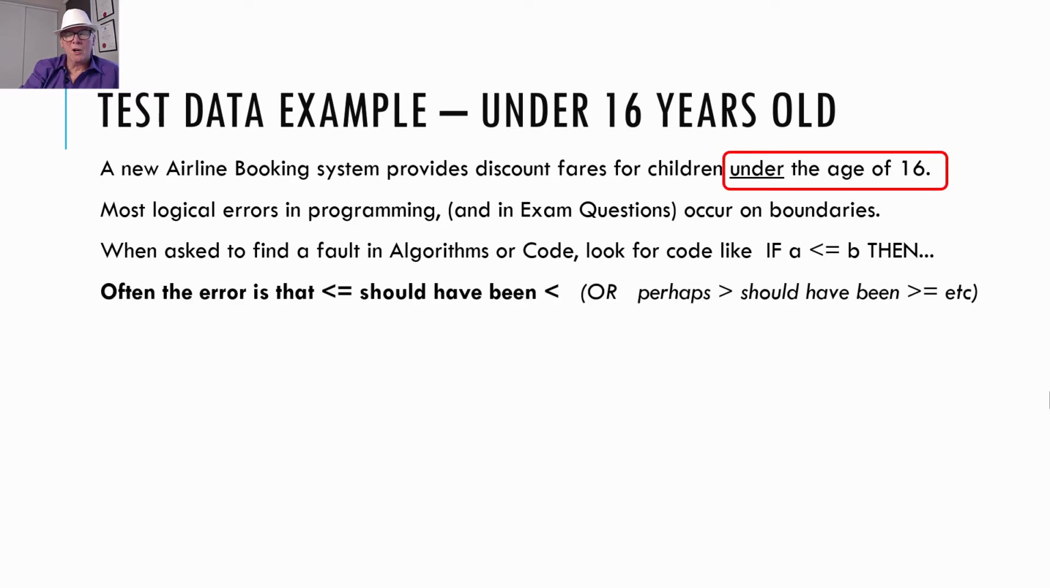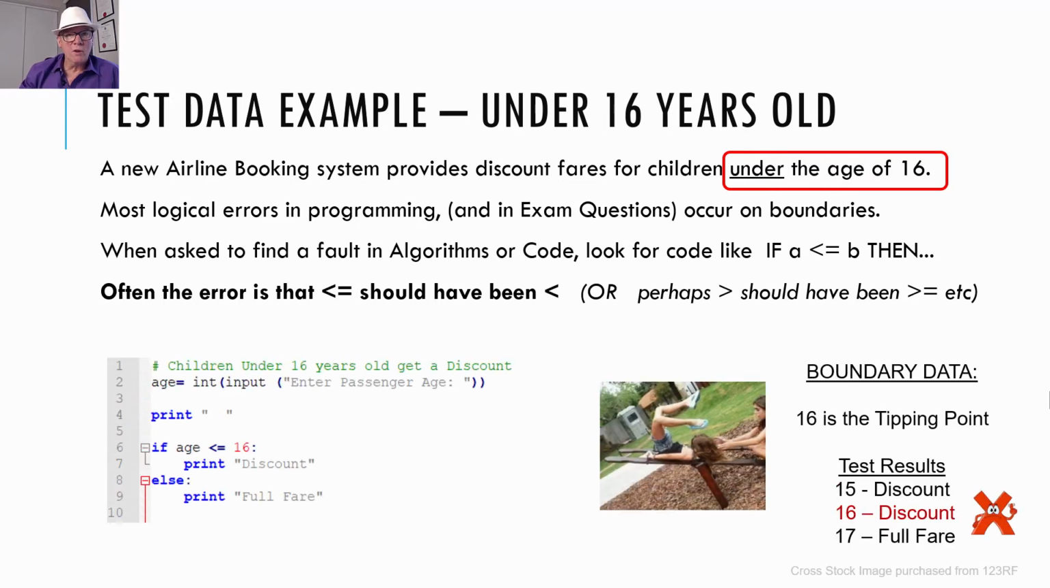So under the age of 16, a common error is to use less than or equals to when you should have used less than, okay? And that will produce an error. But if you're doing proper tipping point testing, that should detect the error and you should be able to find it.